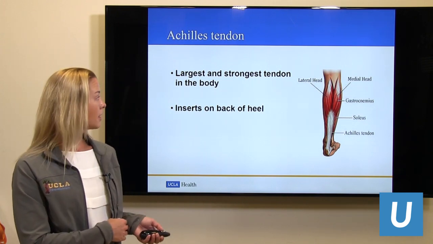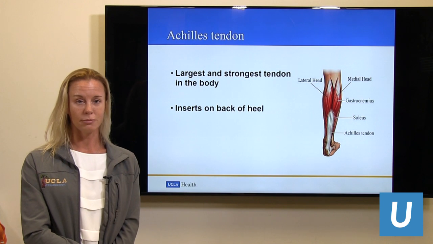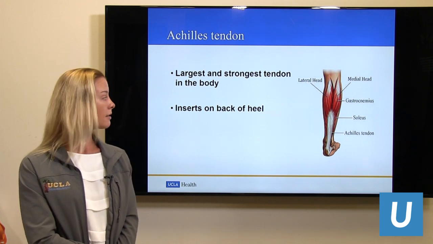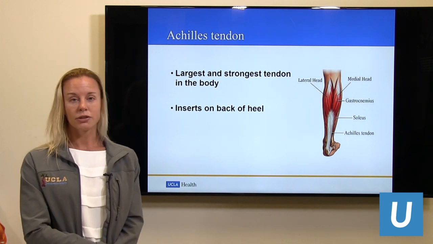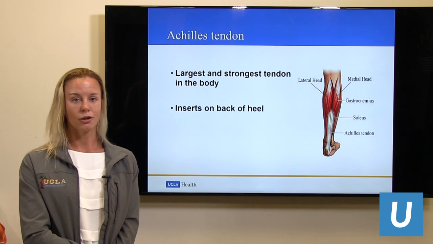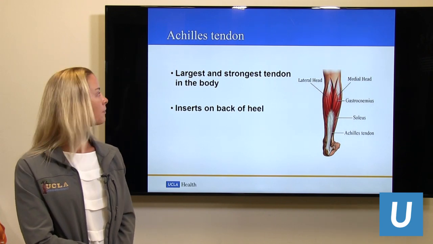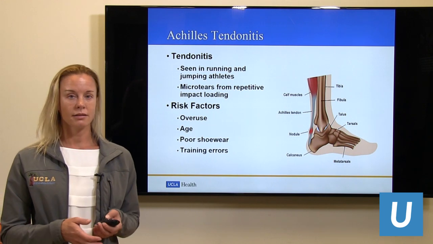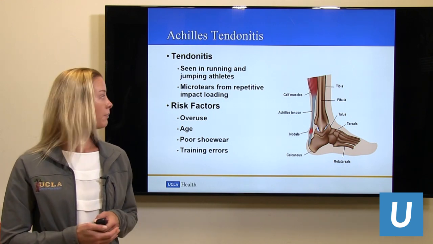The Achilles tendon is the largest and strongest tendon in your body. It runs from the back of the knee down to the heel. And so you can get pain when those are involved anywhere along that area. Tendonitis is just inflammation around the tendon.